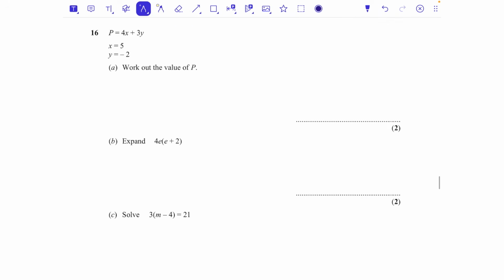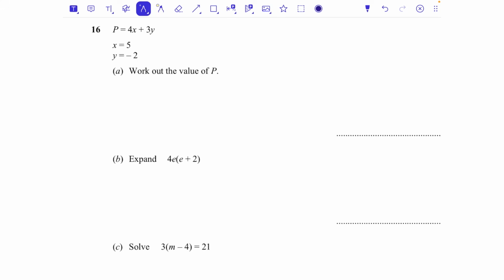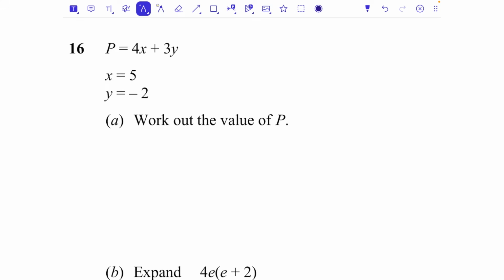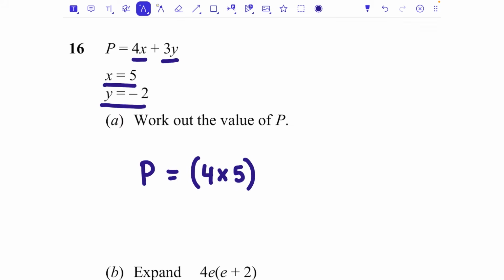Okay, question 16. We've got a bit more algebra, and we're doing some substitution here. It says P is 4x add 3y. So 4x means 4 lots of x, and 3y means 3 lots of y. It says x is 5 and y is -2. So to get P, I need to do 4 lots of x, but we know that x is 5, and I need to do 3 lots of -2.